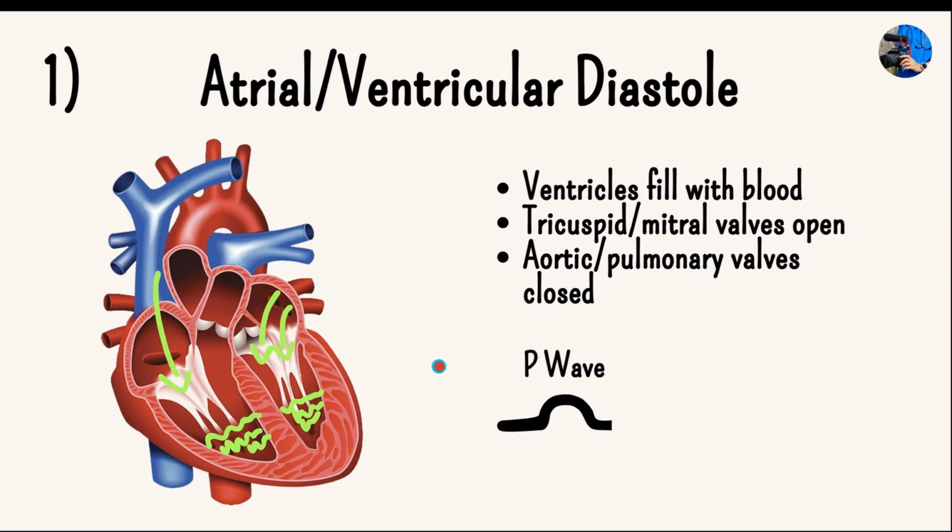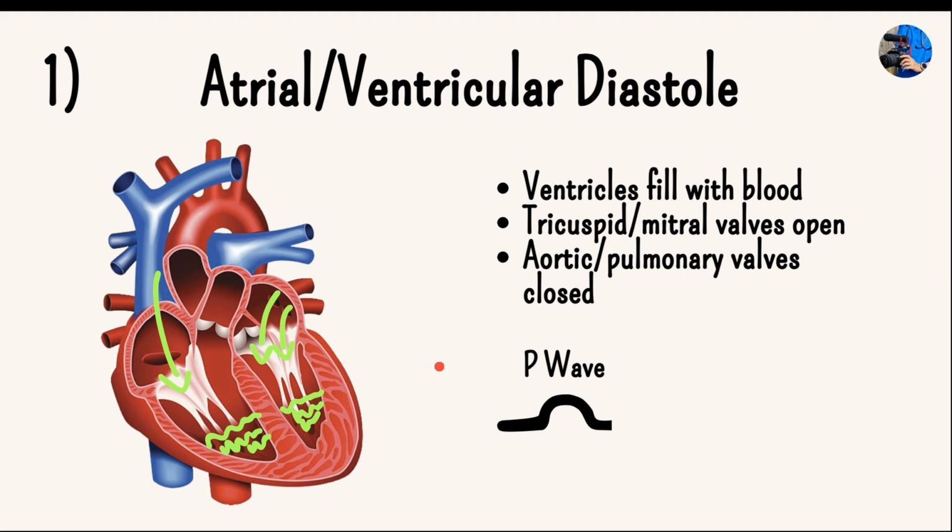Now, what's actually happening in the heart? Because I sometimes think that ECGs can be confusing because it's just all about charges and electrodes and electrical conductivity, which we can't visualize as such. So if you looked at the heart during this atrial depolarization process, what you would actually see is atrioventricular diastole.